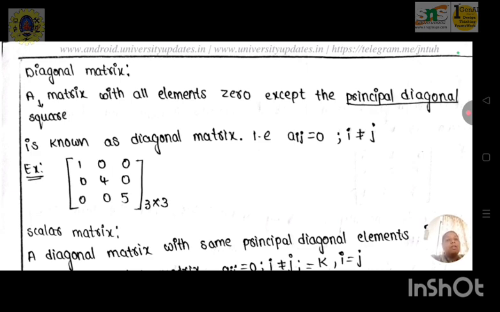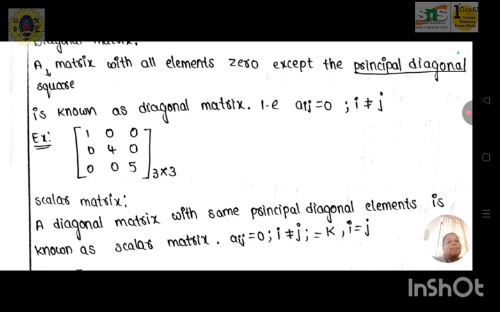Only in those places do we have a value; other than this, we have 0 as the value. For example, we are having 1 0 0, 0 4 0, 0 0 5 here. This is an example of a 3 cross 3 matrix which has only diagonal elements. Other than the diagonal elements we are having 0. So this is an example of a diagonal matrix.